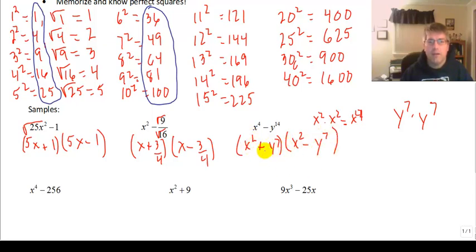And if you don't believe me, go ahead and re-FOIL it. And sure enough, we get x to the 4th, y to the 7th times y to the 7th is y to the 14th. And our linear term, because we have a positive x squared y to the 7th and a negative x squared y to the 7th, when we check our smile, that drops out. So, sure enough, we have factored that correctly.